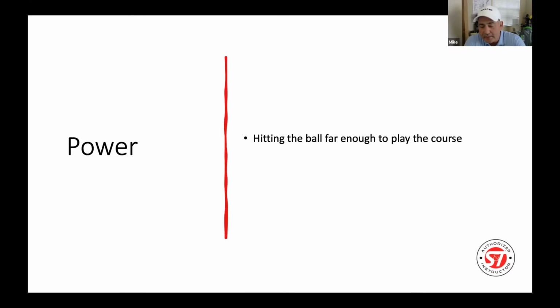So we're not saying, as Stack and Tilt authorized instructors, to be clear, we're not saying power doesn't matter. Power matters, but not at the price of losing accuracy. Absolutely. Strokes gained really stinks in the water.